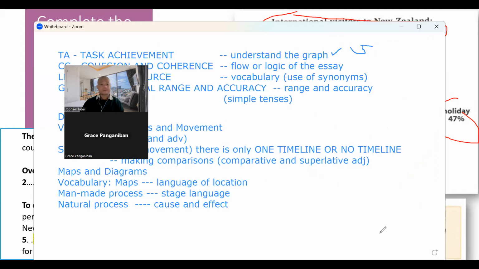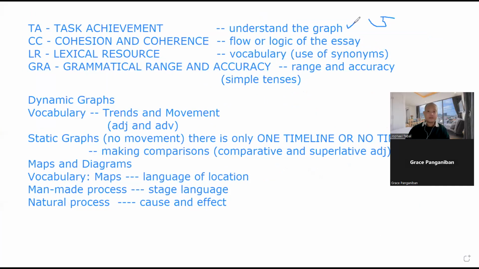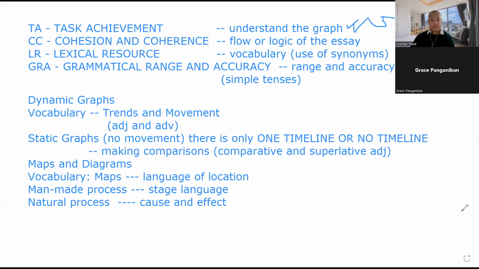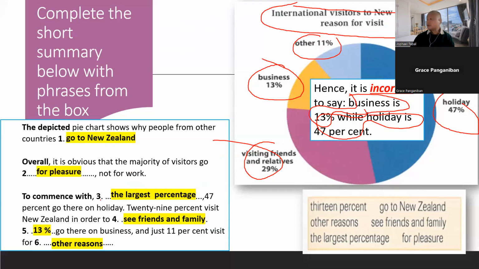If you go back, we have TA, task achievement. So if they say that, their score will be down to 5 or even lower, if they have not really fully understood the subject. So how to correct that? For example, here, the largest percentage, 47%, go there on holiday.